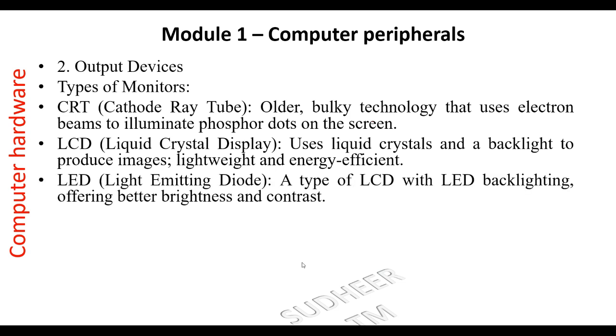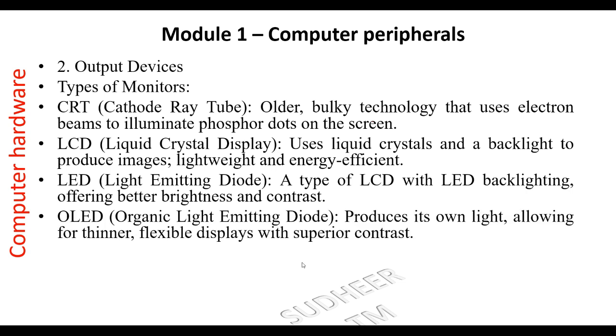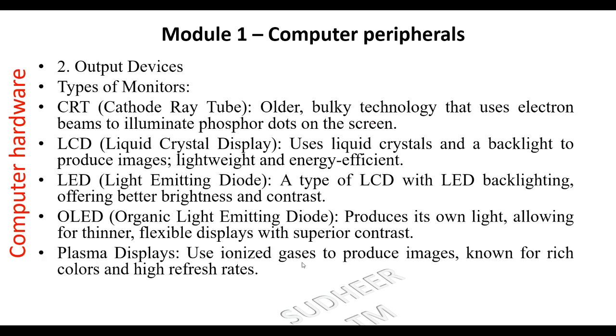LED, light emitting diode displays, a type of LCD with LED backlighting offering better brightness and contrast. OLED, organic light emitting diode, produces its own light, allowing for thinner, flexible displays with a superior contrast. OLED. And the plasma displays, okay, use ionized gases to produce images, known for rich color and high refresh rates.